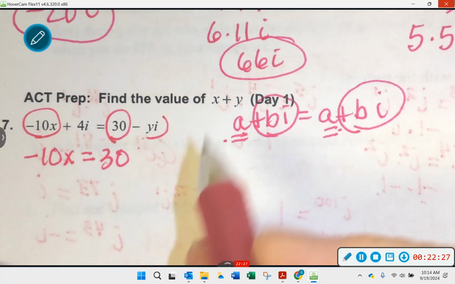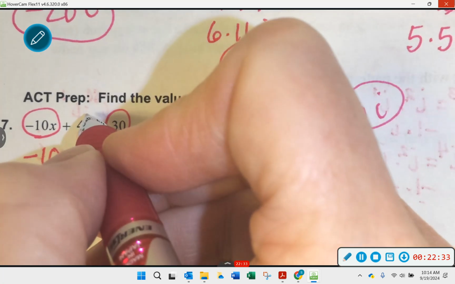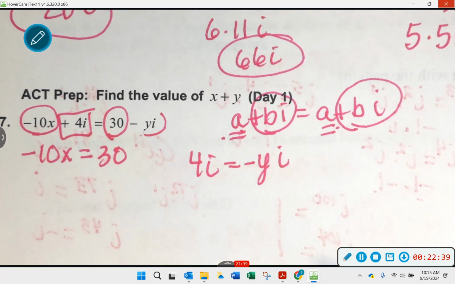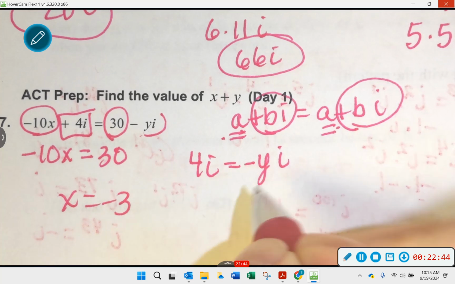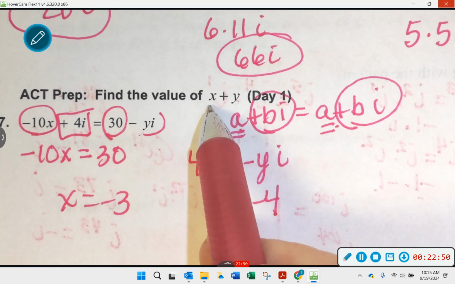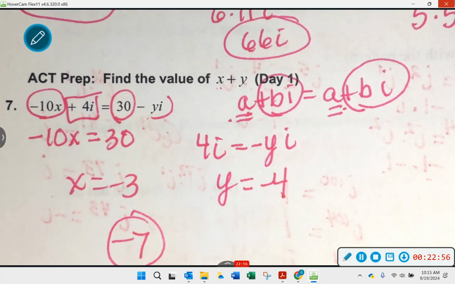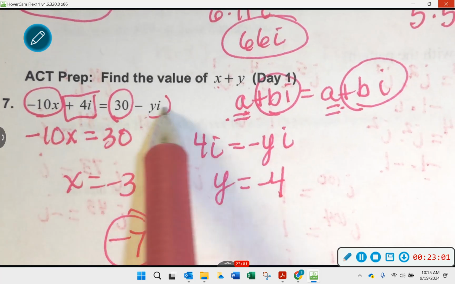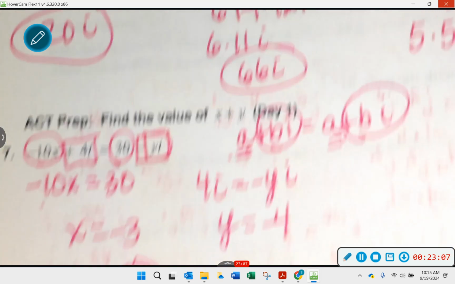What's our imaginary part on the left side? Whoops, sorry, I scrolled the wrong one. What's our imaginary over here? So I want 4i to equal negative yi. So now do you know what x would have to be? Good. And do you know what y would have to be? Negative 4. And so now we can answer the question, what's x plus y? Negative 7. Okay? So we wanted to set the real parts equal, imaginary parts equal, and then go from there.